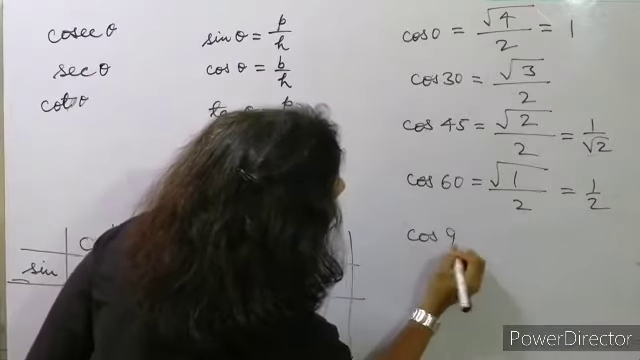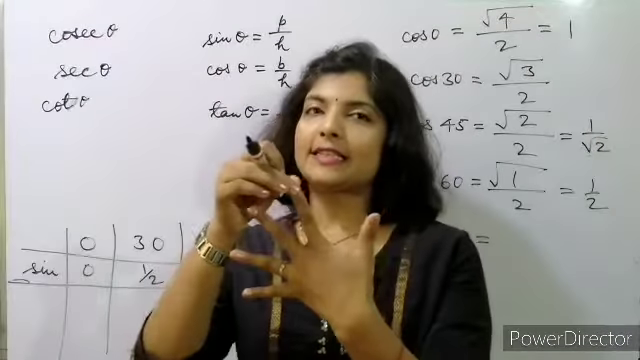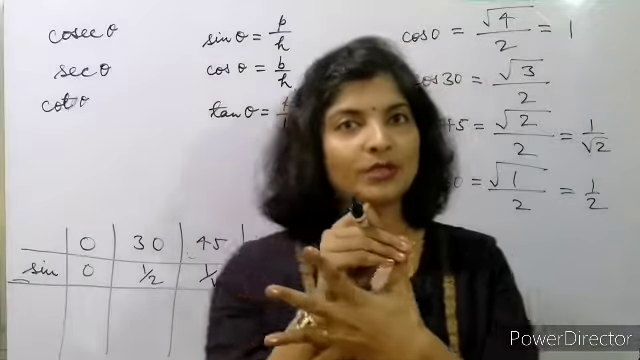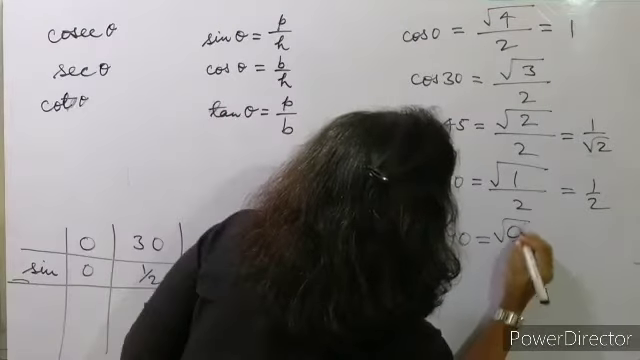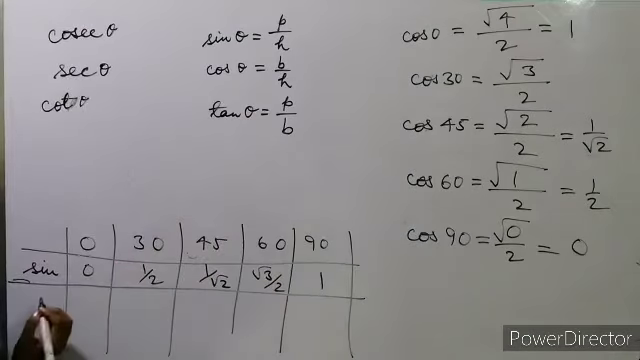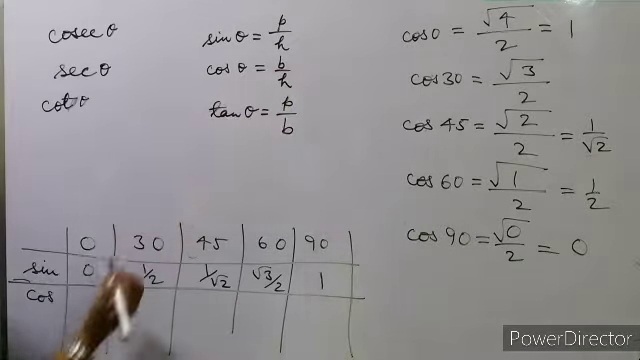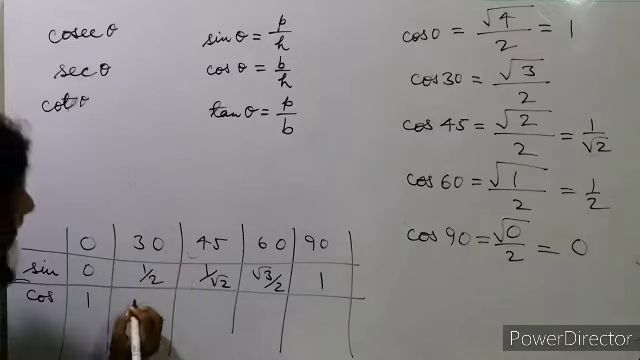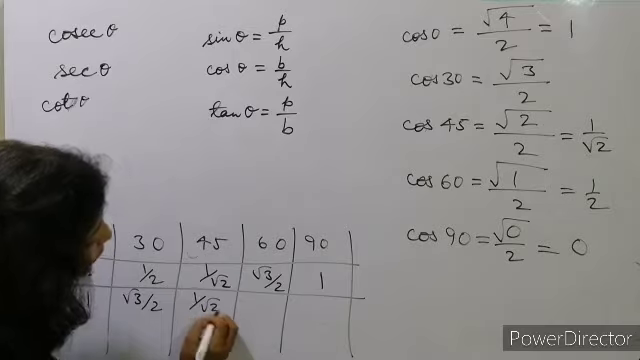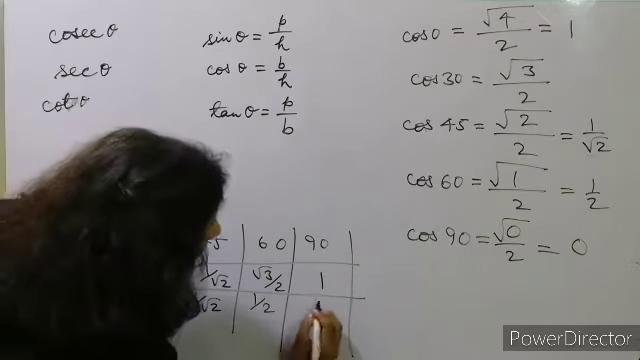Now cos 90. Okay. 0, 30, 45, 60, 90. This one is 90. How many fingers are there above this? No, 0. So we'll write 0 upon 2. So it will be 0. Okay. Now we got the value of cos 0, 30, 45, 60, 90. So cos 0 is 1. Cos 30 is root 3 upon 2. Cos 45 is 1 upon root 2. Cos 60 is 1 upon 2 and cos 90 is 0.